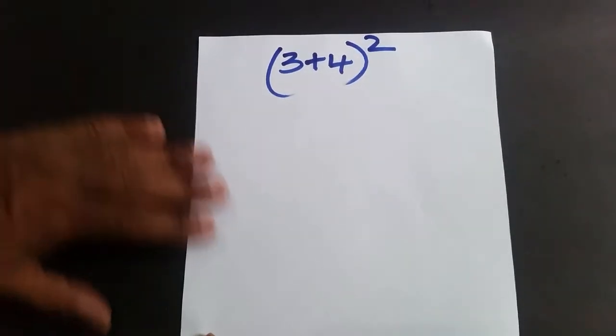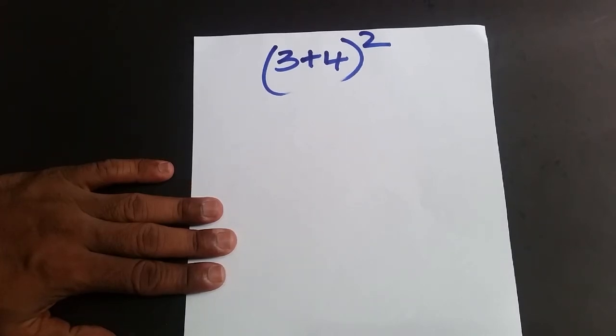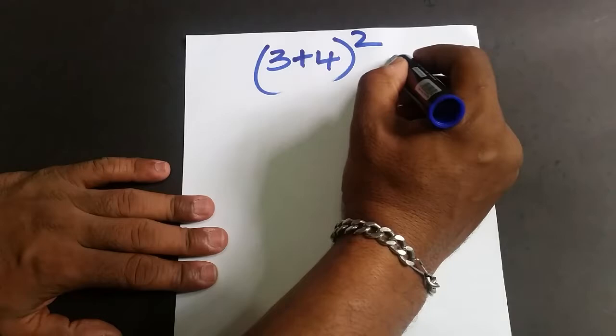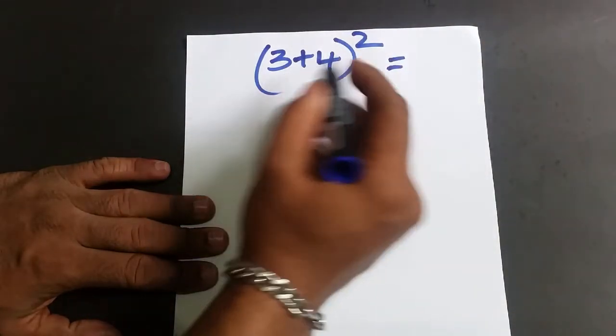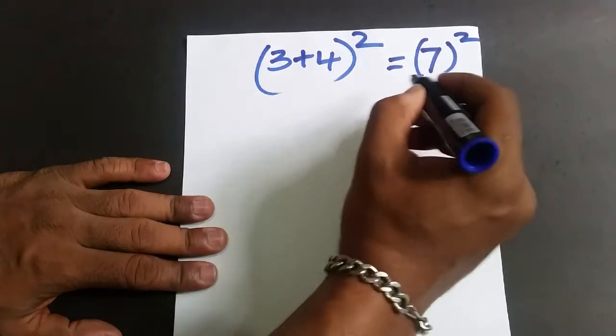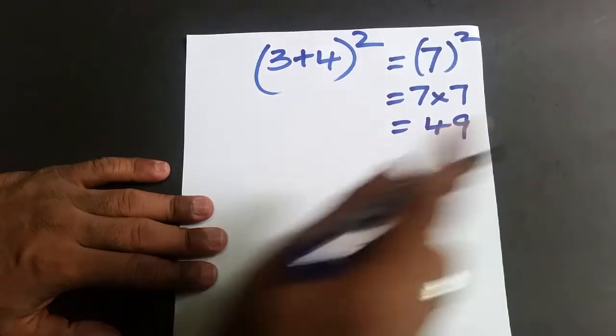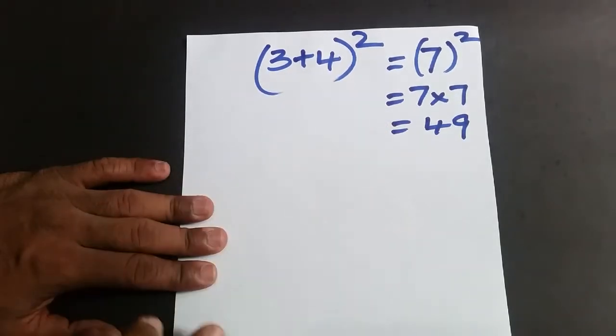What would be the answer? What would be the answer to this question? 3 plus 4 all squared. Now clearly, if I were to work out what's in the bracket, it would be 7. And 7 squared means 7 times 7, which is 49. So this here would give you a value of 49.